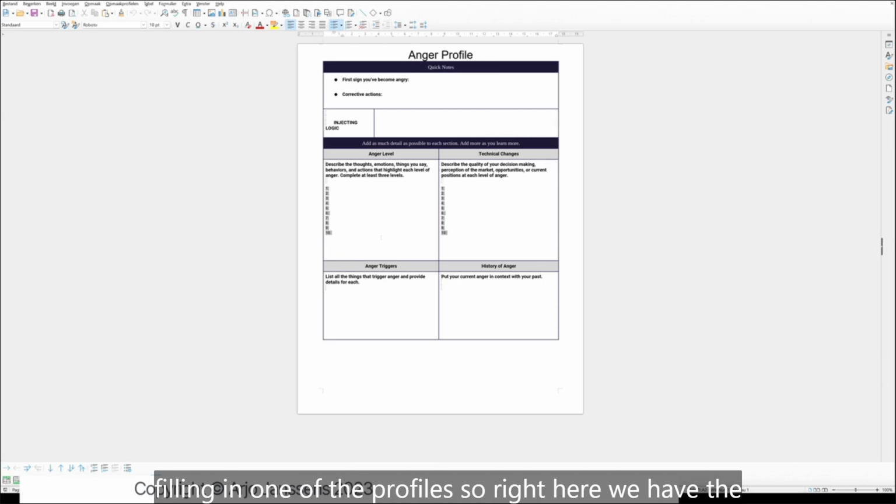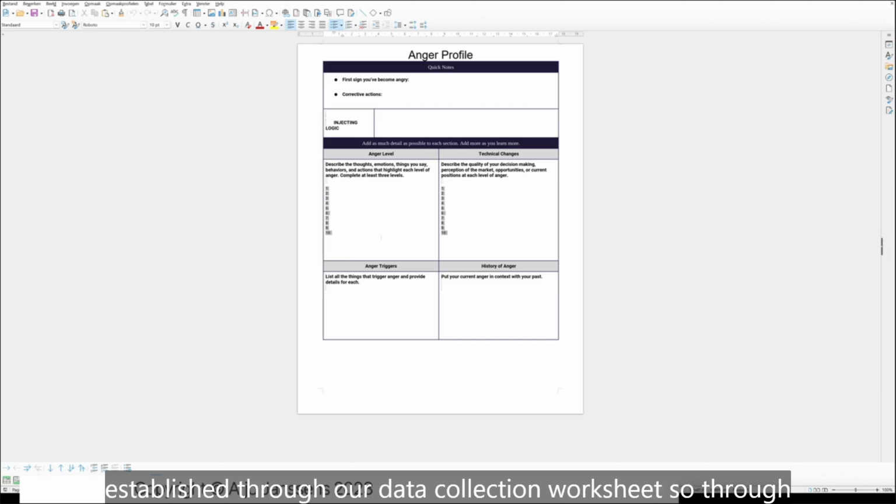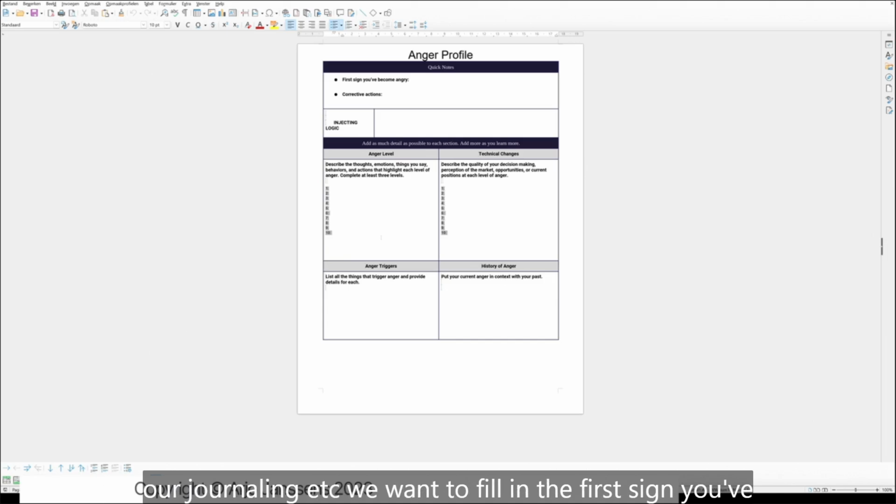So right here, we have the anger profile or the tilt profile. Tilt and anger, basically the same. When you go on a tilt, you start revenge trading, overtrading, you start getting angry, etc. So what do we want to do here? With our emotion that we have established through our data collection worksheet, so through our journaling, etc., we want to fill in the first sign you've become angry.